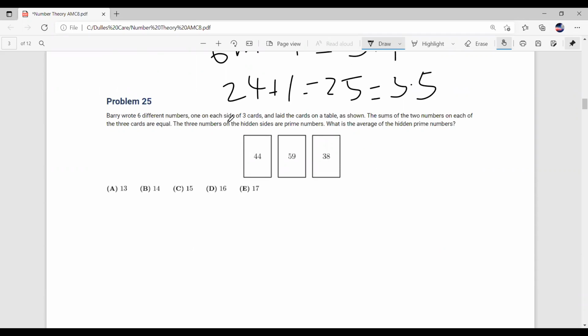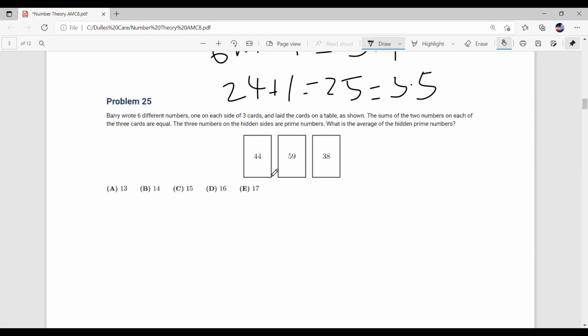All right, problem 25. We have 6 numbers, one on each side of 3 cards, and lay the cards on the table as shown. Although we've done this problem before, I think it's pretty prevalent for number theory. This is a problem that can be solved using parity. The middle one has to be 2, right? Remember this from our last class? Using parity, which is determining if the answer has to be odd or even, is a crucial way of doing number theory. So I think we'll just do a really quick review of this problem since we've already done it before.